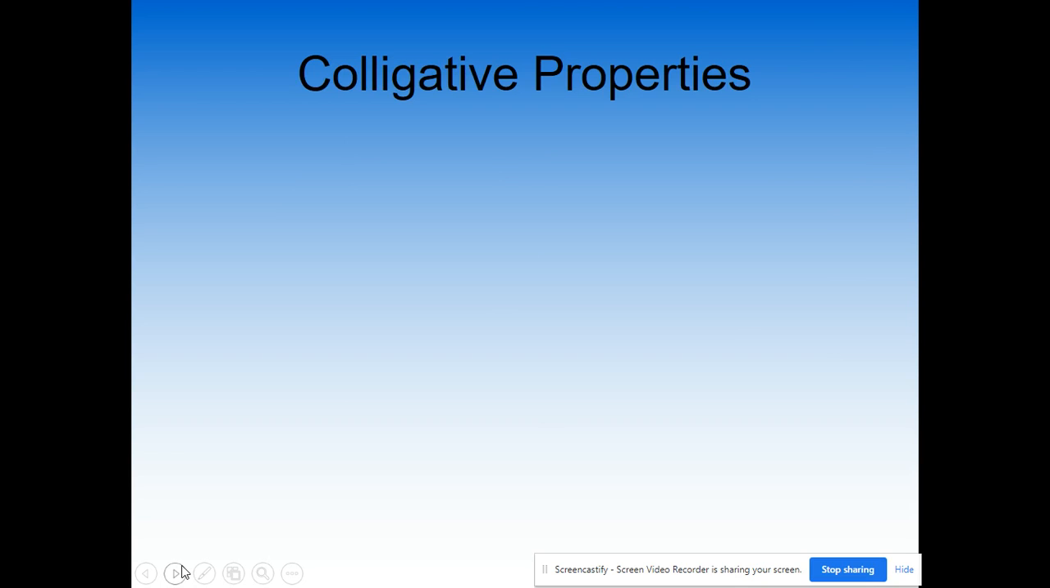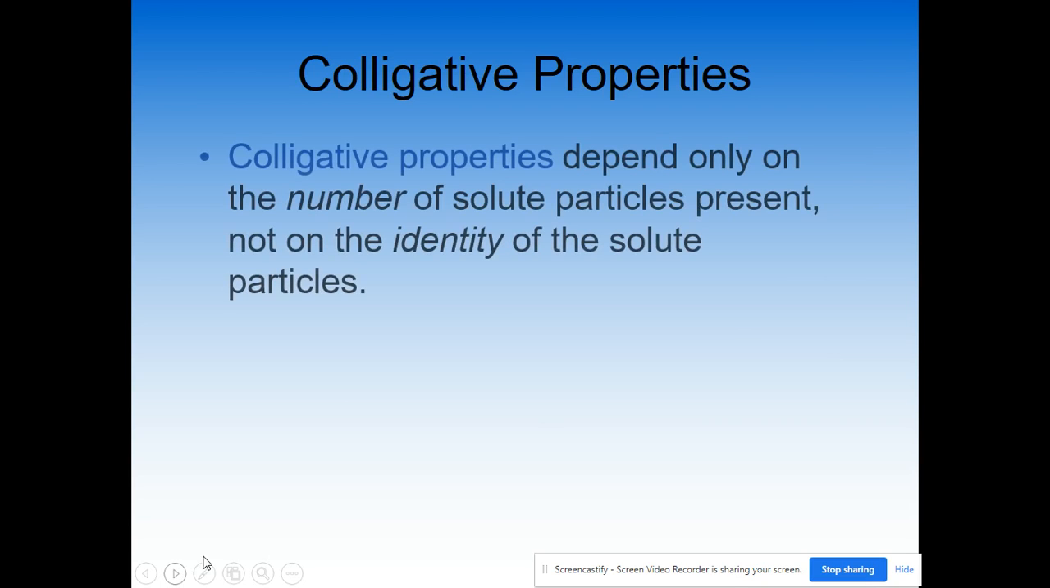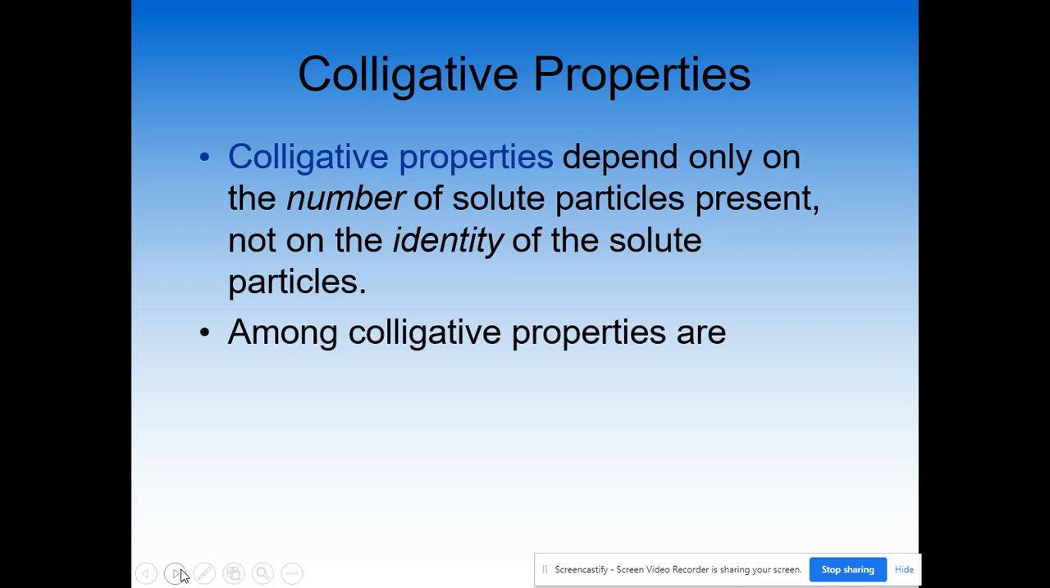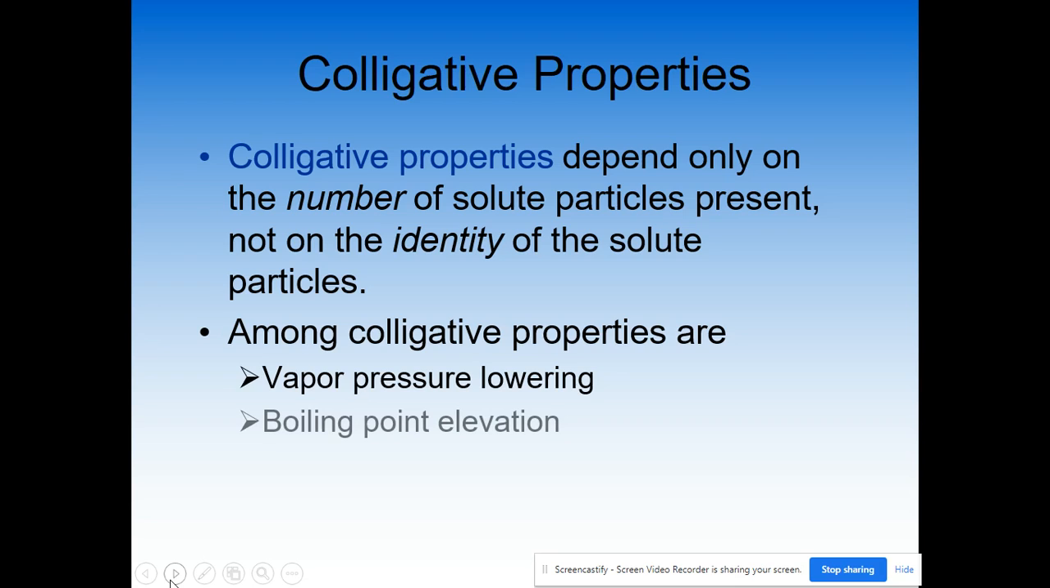So we're going to go over different types of colligative properties. Colligative properties depend on the number of solute particles present in solution. It does not really depend on what the solute particle is. It doesn't depend on the identity, just the number. Some examples of colligative properties we're going to be going over are vapor pressure lowering, and we'll go over why that happens. Boiling point elevation, we'll also go over why that happens. And then finally, melting point or freezing point depression.